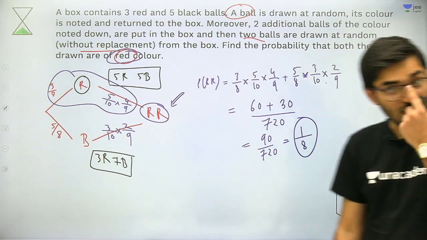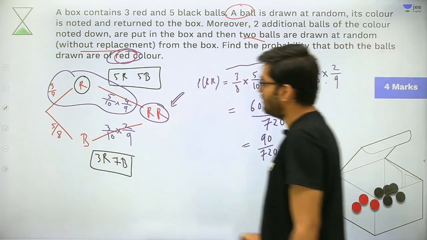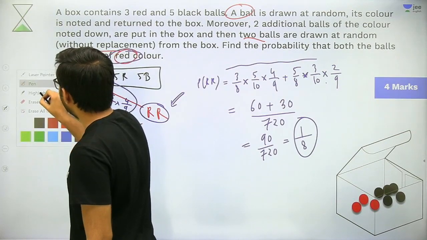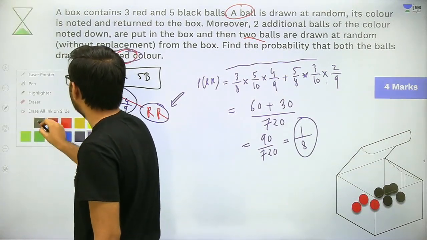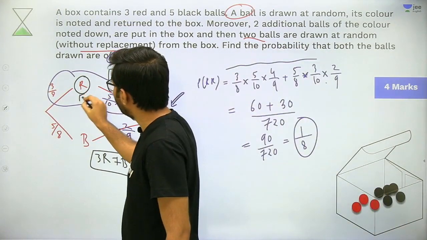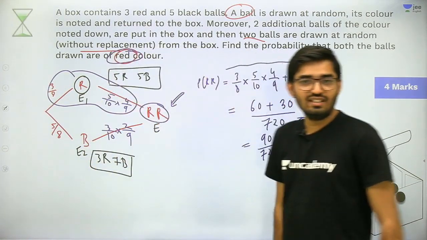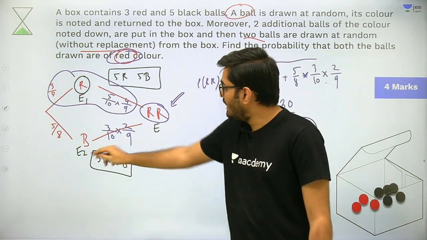Understood all of you? And how to write this in the exam? You can't directly start writing like this. In the exam, if this question is asked, then first of all you have to define the events. So what are the events over here? You can take this event as E1, this one as E2, and this event as E. So E1, E2, E.